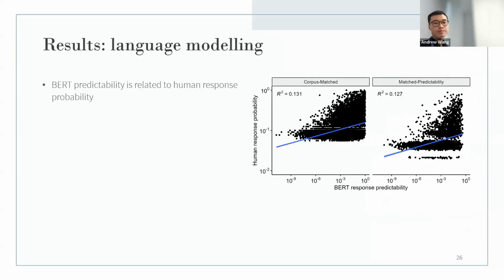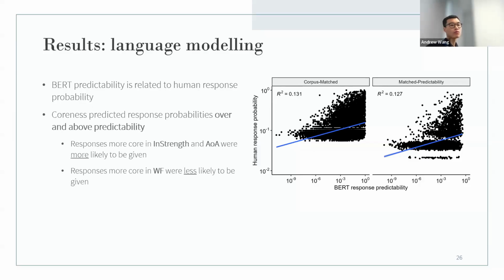And so what we did is we looked at the responses that people gave on our word prediction task. We looked at their predictability according to language models, so the predictability of each response in each sentence. And then we compared that with the proportions of responses that humans gave us. And what we see here is that there is a correspondence between the language model predictability and the human response probability, so the language model predictability according to BERT. But there are also deviations in the humans from what BERT predicted. And what we found was that those deviations could, in part, be explained by our CoRanker measures.